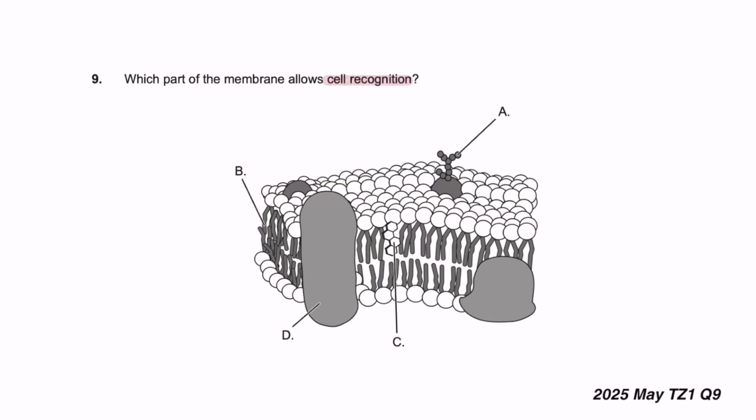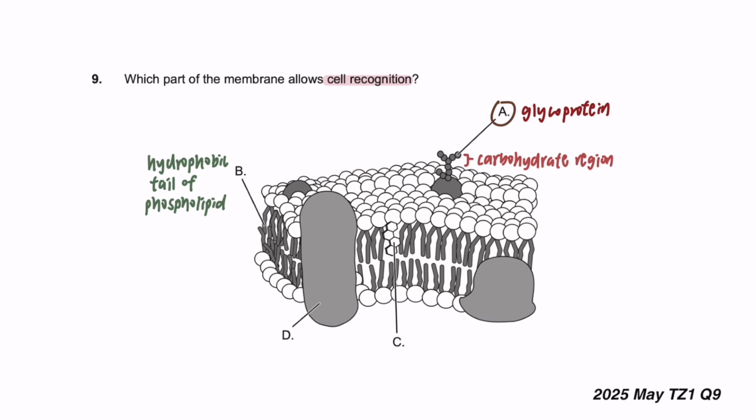Cell recognition is a function of glycoprotein, which is a membrane protein. This is a glycoprotein because there is a carbohydrate region exposed on the surface of the membrane. B is the hydrophobic tail of a phospholipid, while C is the cholesterol in the membrane. Structure D is an integral protein. It could be a protein pump or a channel protein.